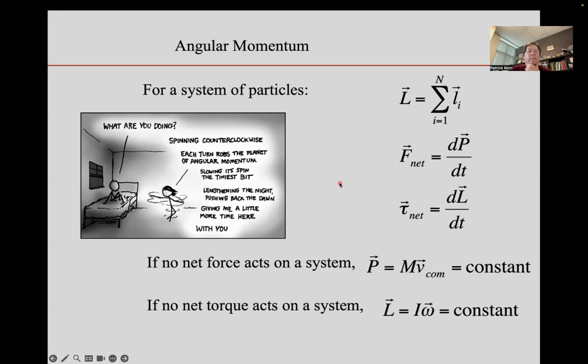And then one of my favorite XKCD cartoons of having a sweet thought applied in terms of physics.